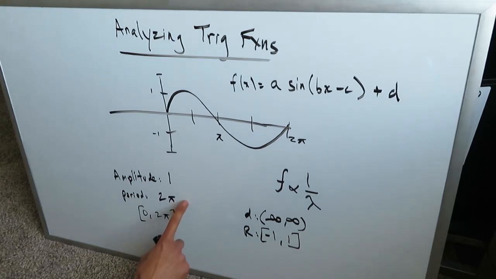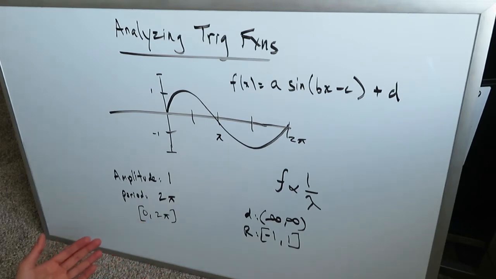Over here I've written 2 pi. That is, the interval from the start of a single wave to the end of that same wave is 2 pi, meaning it's 360 degrees long. So it starts at 0 and ends at 2 pi, assuming there is no shift.